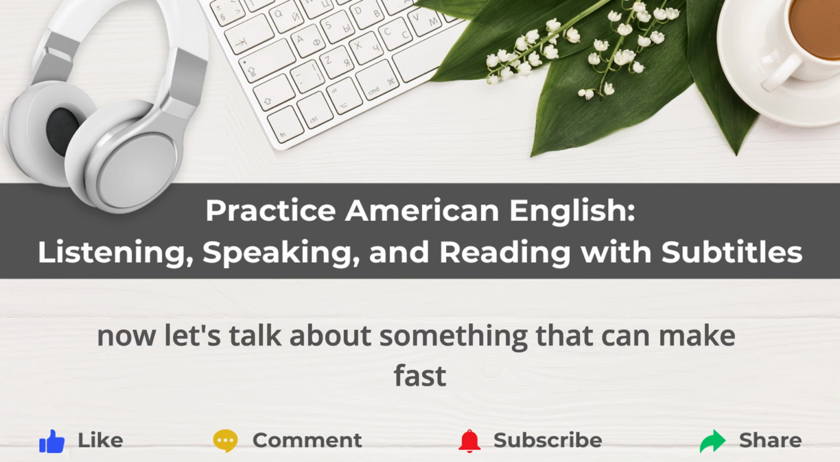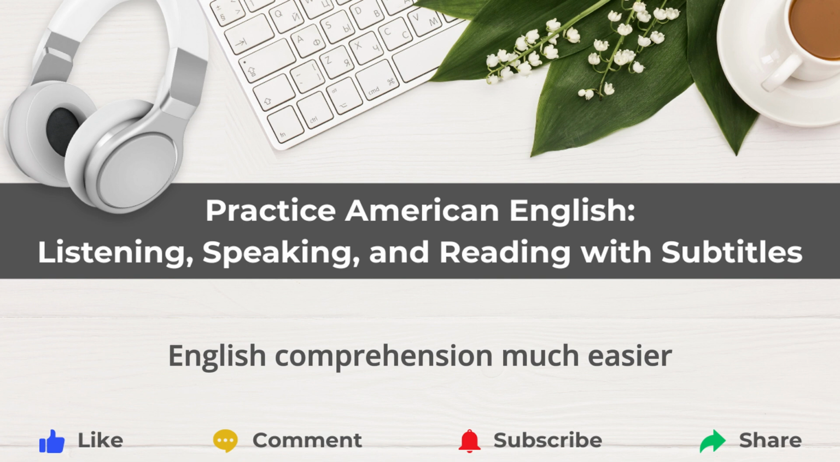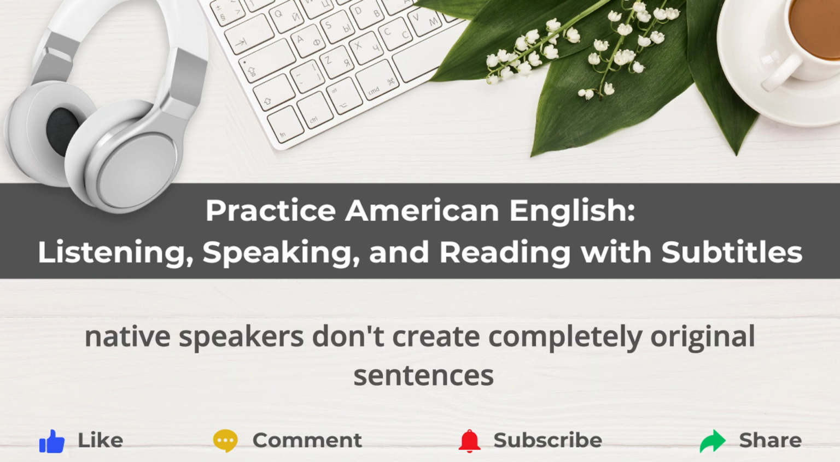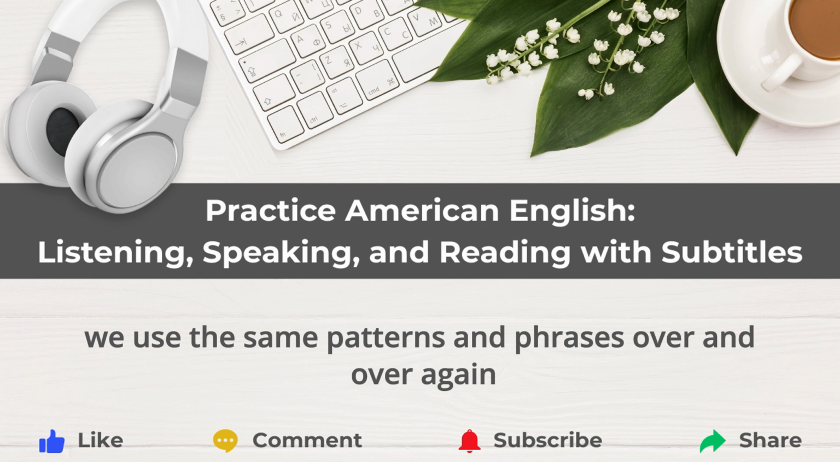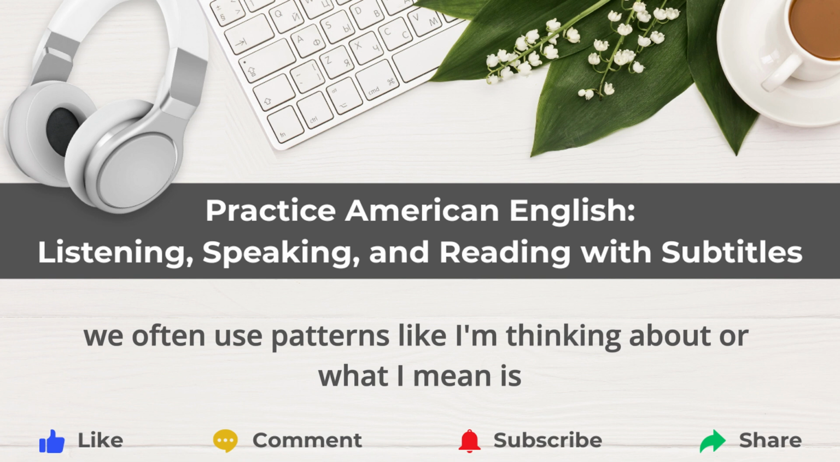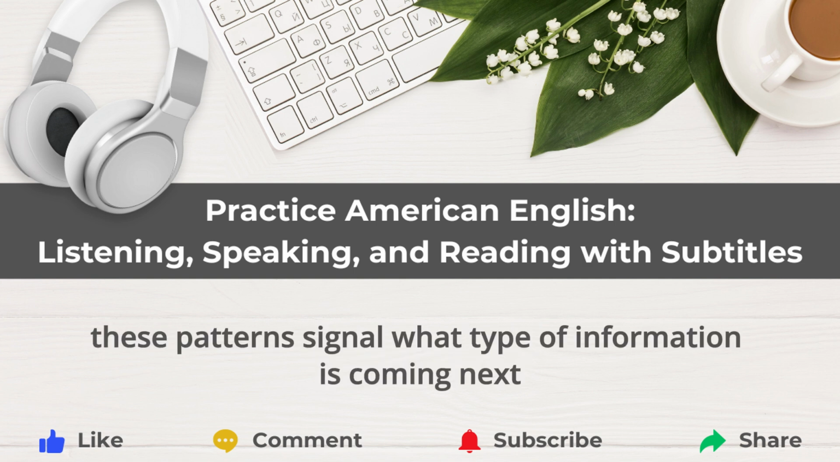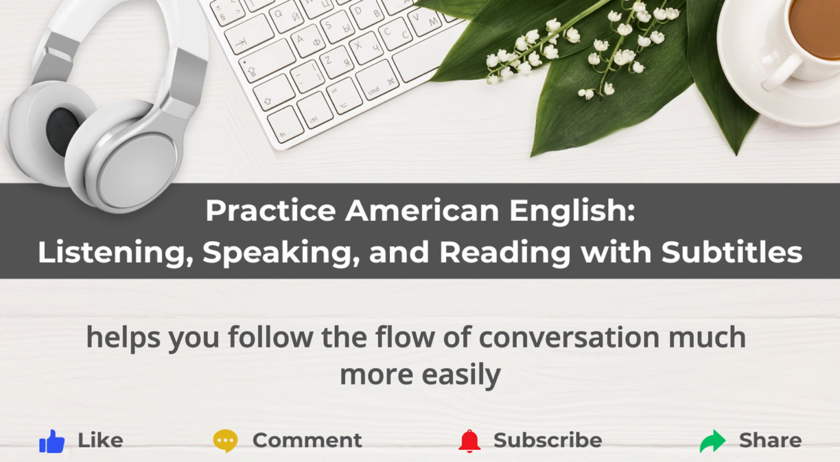Now, let's talk about something that can make fast English comprehension much easier: learning to recognize common sentence patterns and word combinations. Native speakers don't create completely original sentences every time we talk. We use the same patterns and phrases over and over again. For example, we often use patterns like "I'm thinking about," or "what I mean is," or "the thing is," or "you know what." These patterns signal what type of information is coming next, and recognizing them helps you follow the flow of conversation much more easily.